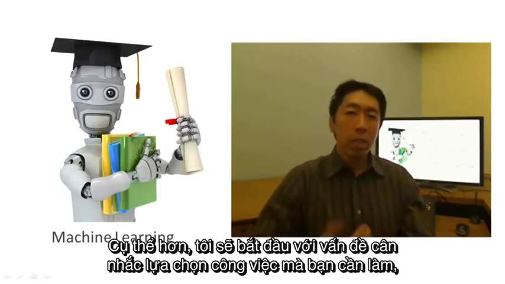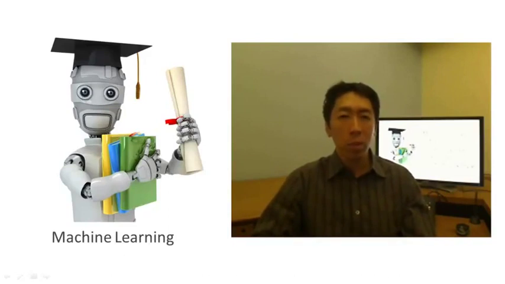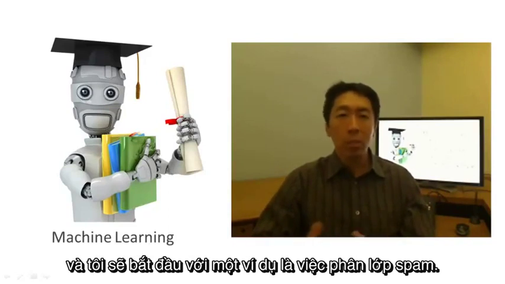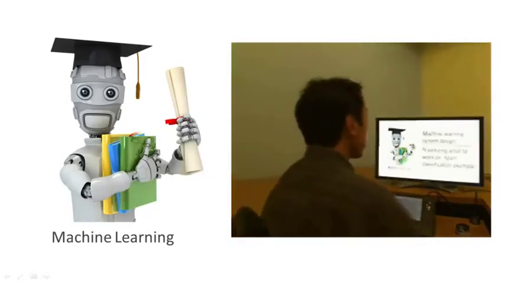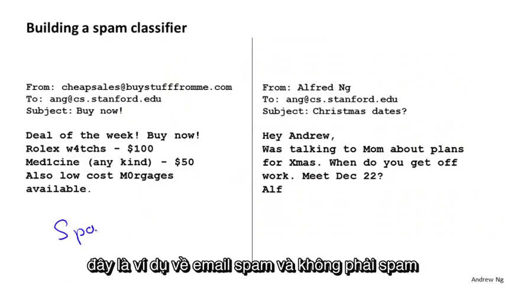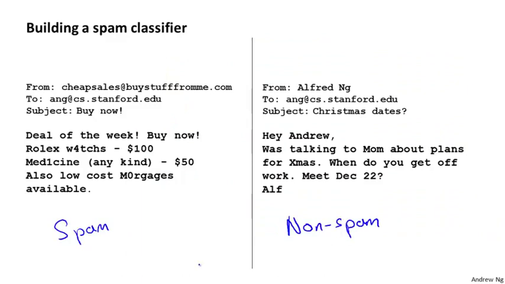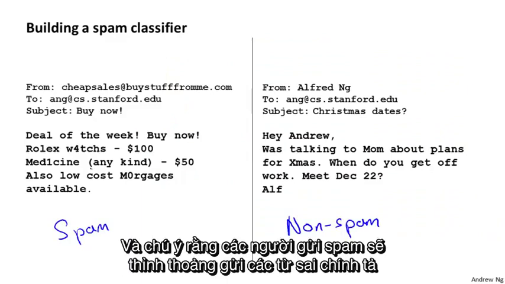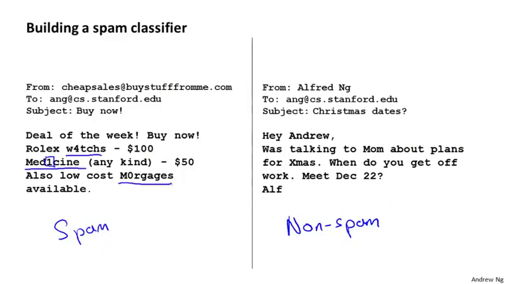Concretely, I'd like to begin with the issue of prioritizing how to spend your time on what to work on, and I'll begin with an example on spam classification. Let's say you want to build a spam classifier. Here are a couple of examples of obvious spam and non-spam email, with the one on the left trying to sell things. And notice how spammers will sometimes deliberately misspell words like medicine with a 1 there, and mortgages.